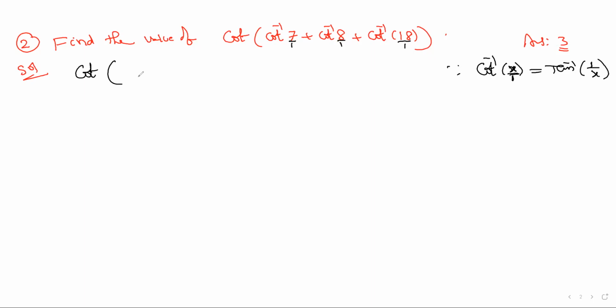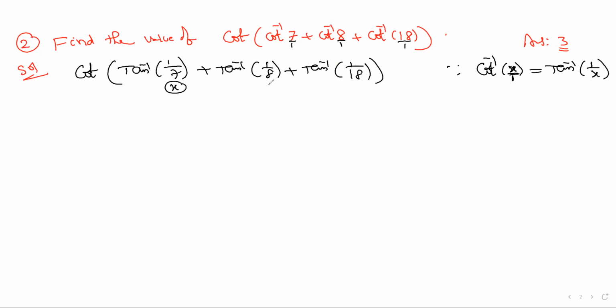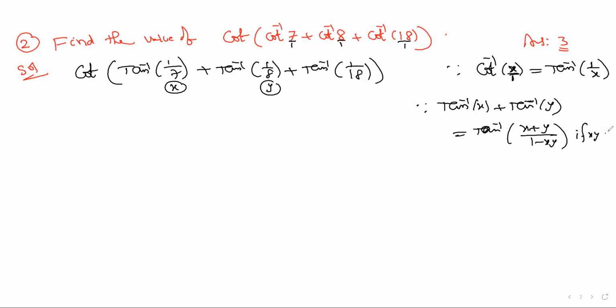Cot inverse of 7 can be written as tan inverse of 1 by 7. This is tan inverse of 1 by 8. This is tan inverse of 1 by 18. Why? Because we have the formula: tan inverse of x plus tan inverse of y is equal to tan inverse of x plus y by 1 minus xy. What is the condition here? xy less than 1. If xy is greater than 1, we have the formula pi plus tan inverse of x plus y by 1 minus xy.